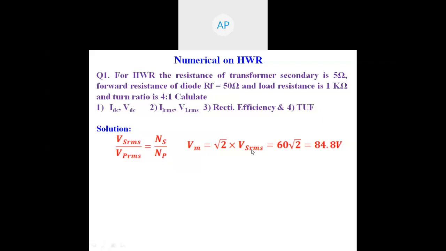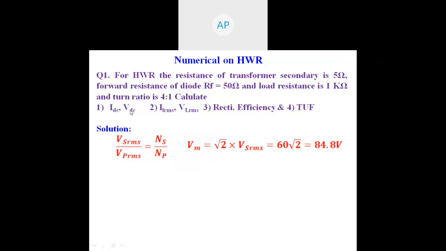The relation between peak and RMS is given as Vm equal to root 2 times its RMS value. Remember that, guys. Root 2 is approximately 1.414. If we consider approximately 1.5, then 60 gives approximately 90, but the actual value of root 2 is 1.414. So if we consider this, you will have 84.8 volt as Vm.